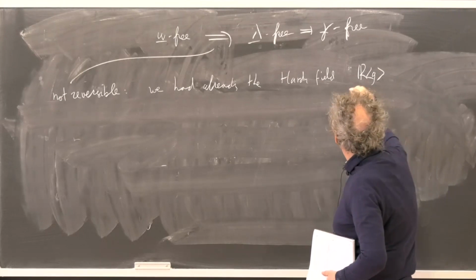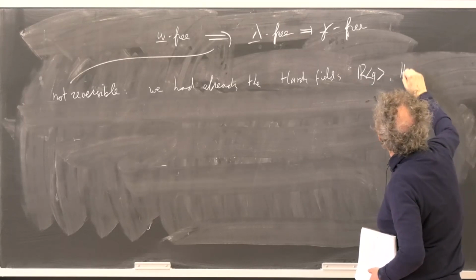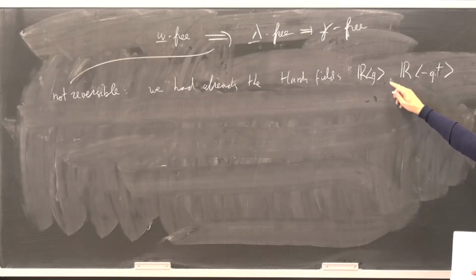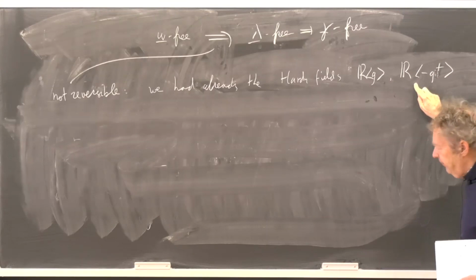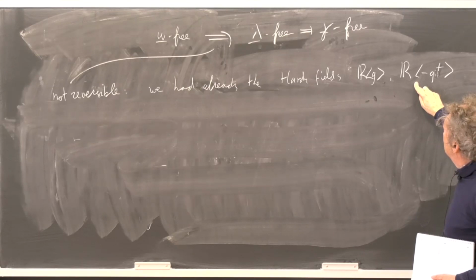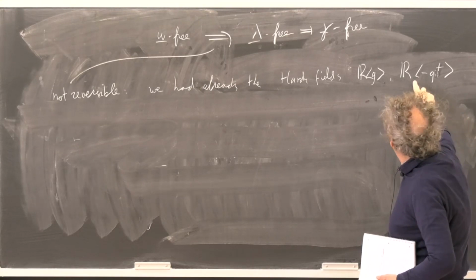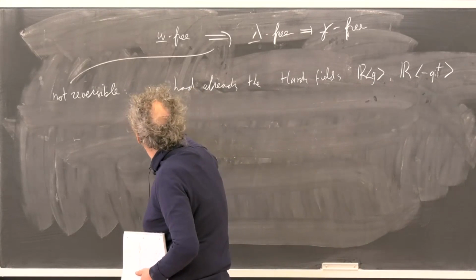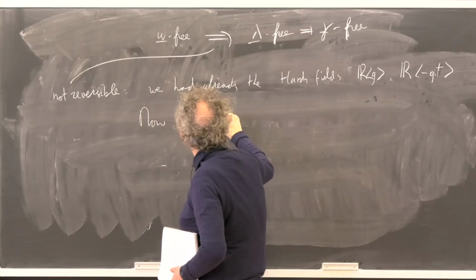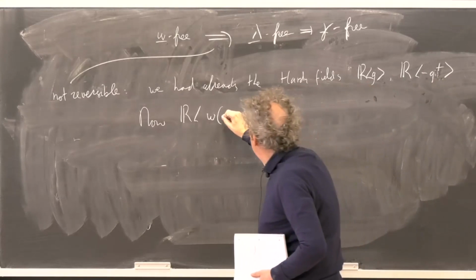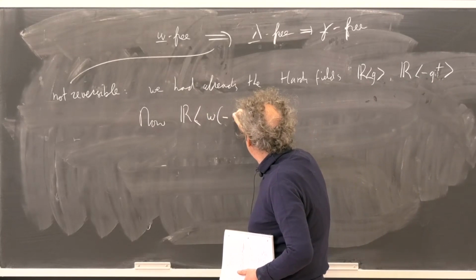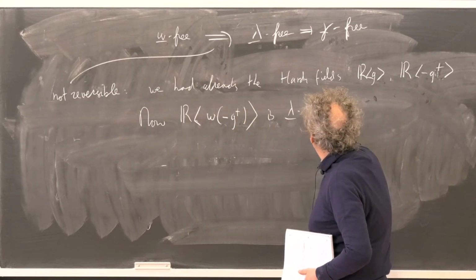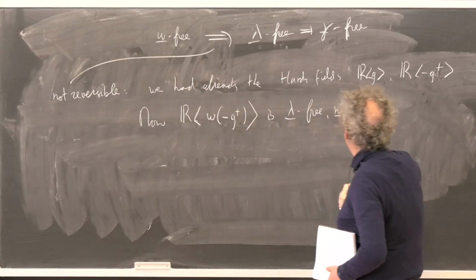Then we had Hardy fields R(G†), right, which was not lambda free. It was gamma free, but not lambda free. And now we take the omega of that, and if we apply omega to this element and take the Hardy subfield generated by it, it is lambda free. Not omega free, not omega.